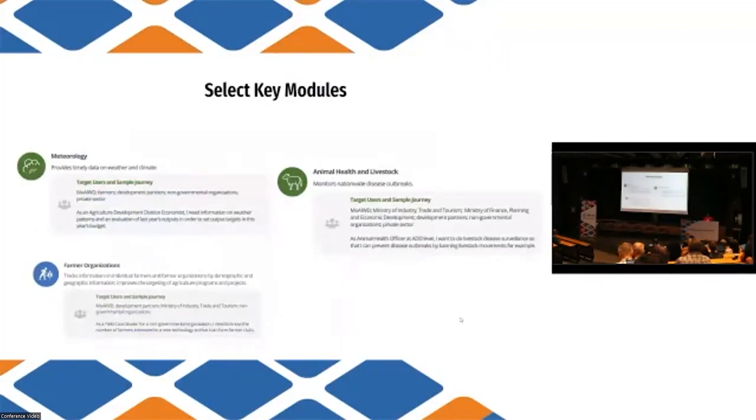So my presentation today will focus on the key modules, what we are doing and what we want to do moving forward. We have three modules. We have meteorology, looking at weather and climate data. We have farm organization and household registration, which is one of the modules. We have a lead farmer, these are the farmers that work with extension workers in delivery of extension messages, and also a module to do with animal health and livestock. Here we are looking at disease outbreak and livestock production estimates and other data that we are collecting in the three modules.